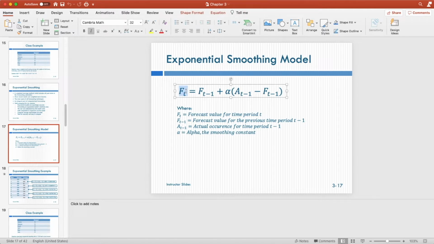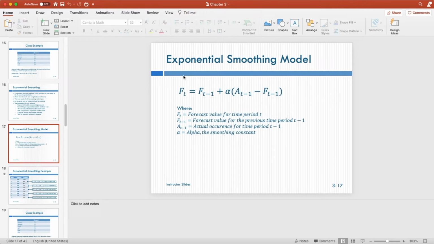The forecast of this period equals the forecast of the last period plus alpha. We call it the adjustment index. Alpha is the adjustment index, times the actual market demand in the last period minus the forecast of the market demand in the last period. That's it.